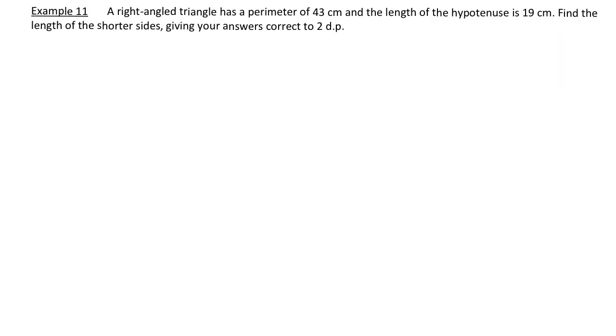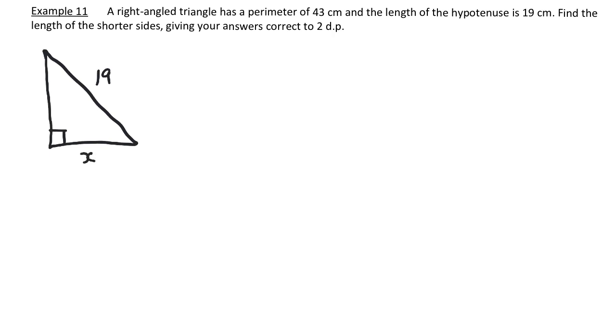And finally, example 11. A right angled triangle has a perimeter of 43 and the length of the hypotenuse is 19. Find the length of the shorter sides, giving your answer to 2 decimal places. So first of all, we're going to draw a triangle. It's a right angled triangle, and we know the hypotenuse is 19. And let's call this base x.